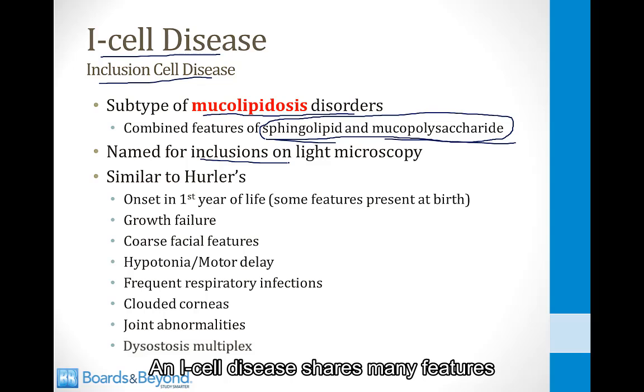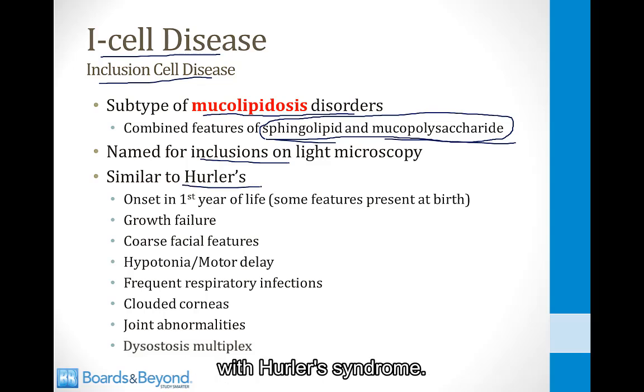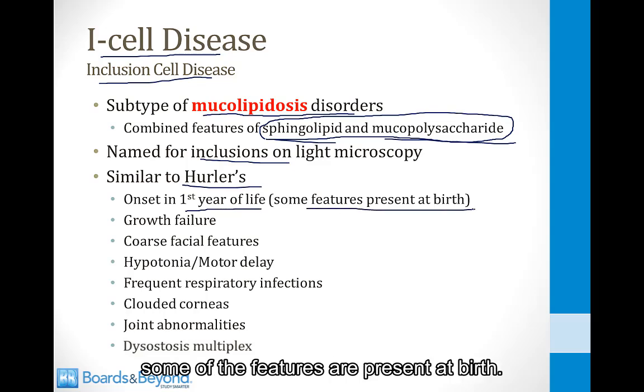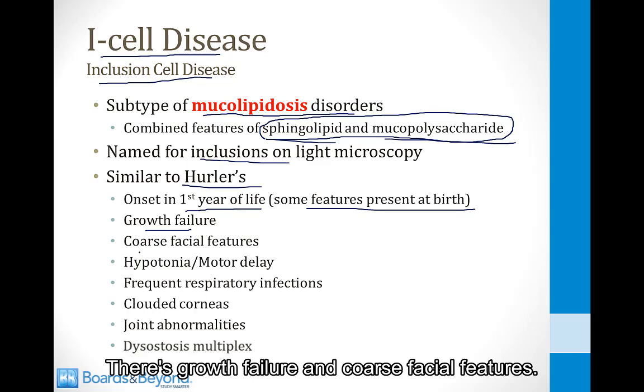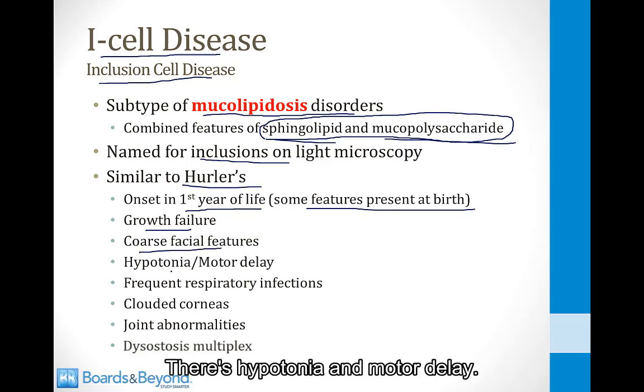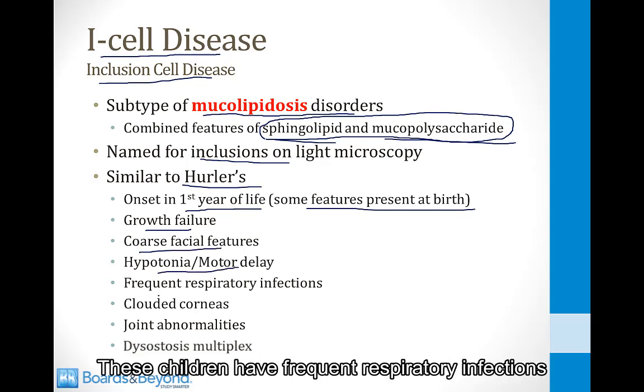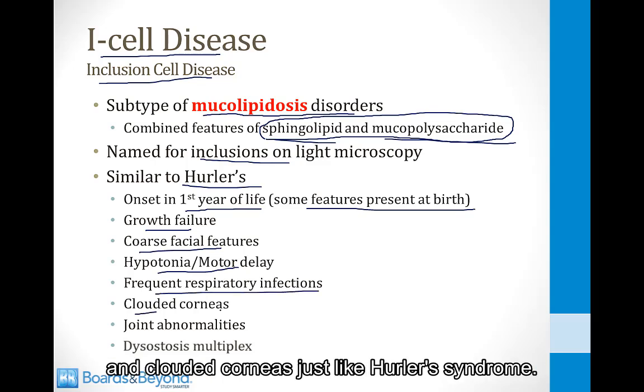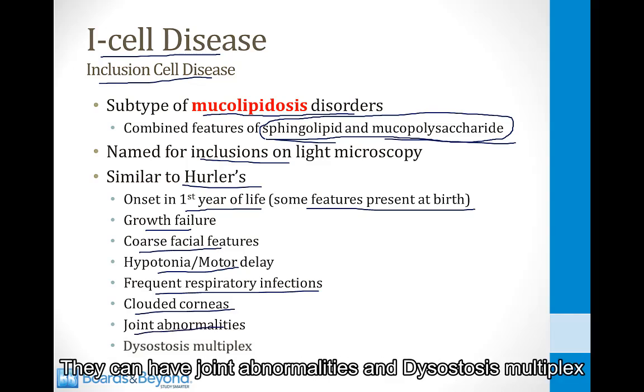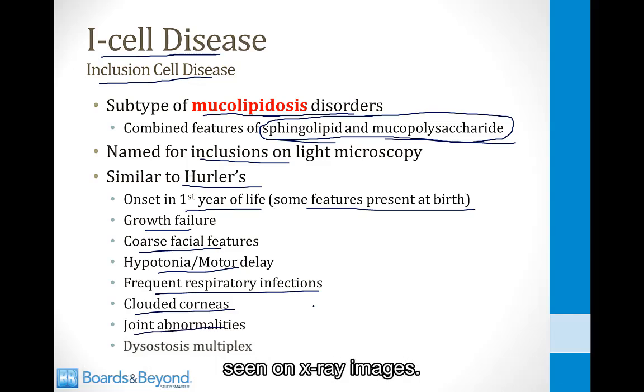And I-cell disease shares many features with Hurler syndrome. Its onset is in the first year of life. Some of the features are present at birth. There's growth failure and coarse facial features. There's hypotonia and motor delay. These children have frequent respiratory infections and clouded corneas, just like Hurler syndrome. They can have joint abnormalities and dysostosis multiplex seen on X-ray images.